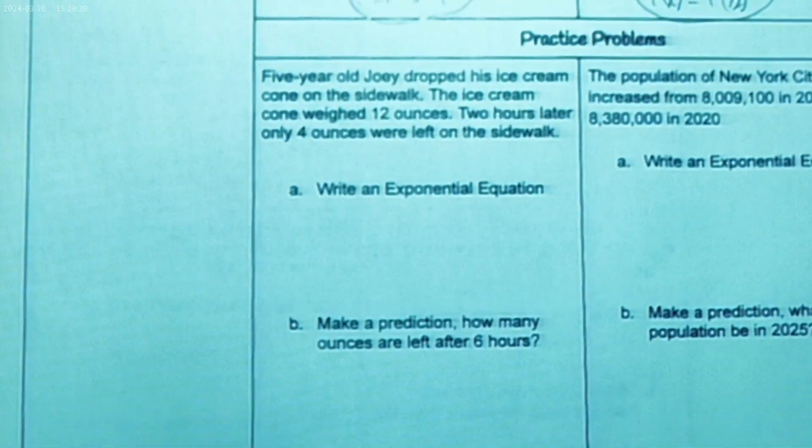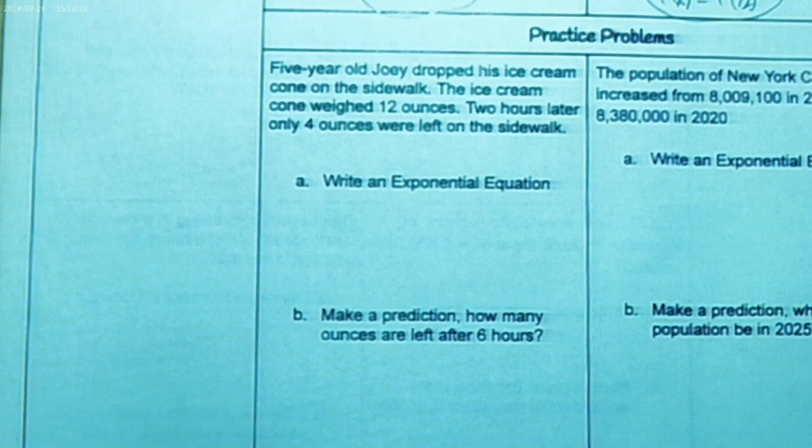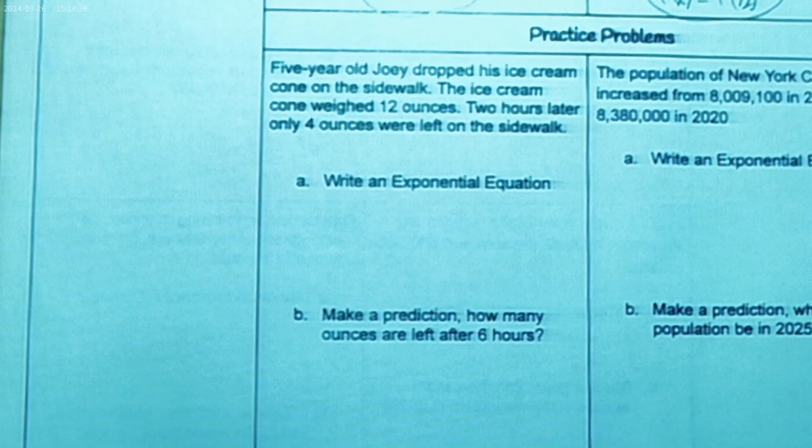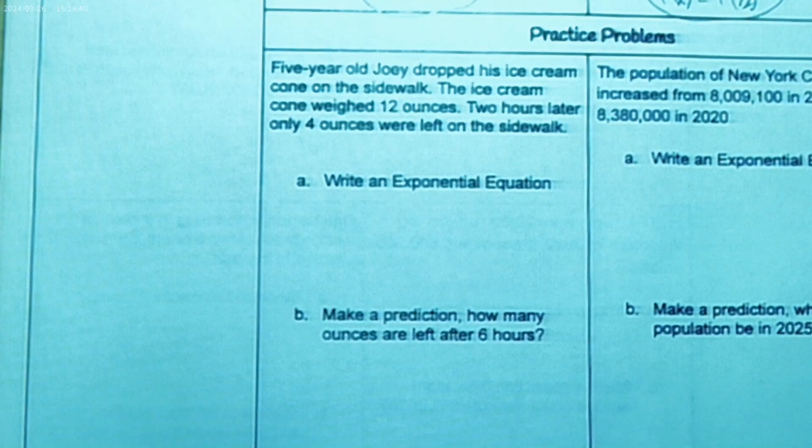Alrighty. All right. So 5-year-old Joey dropped his ice cream cone on the sidewalk. The ice cream cone weighed 12 ounces. 2 hours later, only 4 ounces were left on the sidewalk. Write an exponential equation. I kind of wish they'd said write an exponential equation modeling the situation, but anyway.